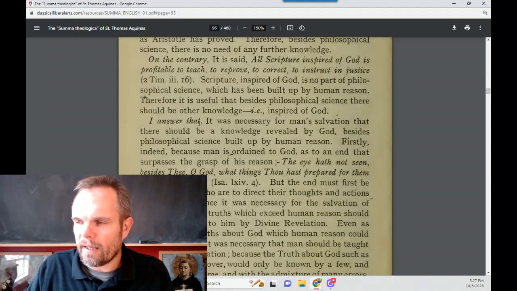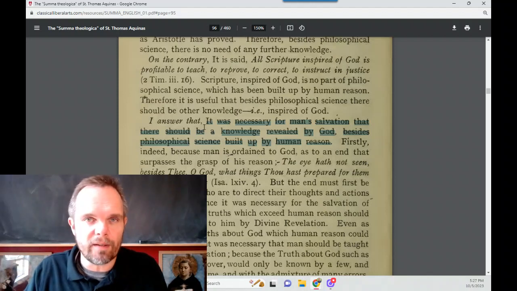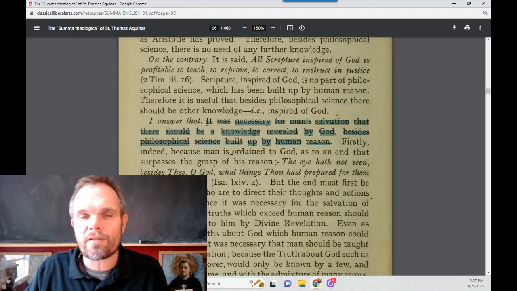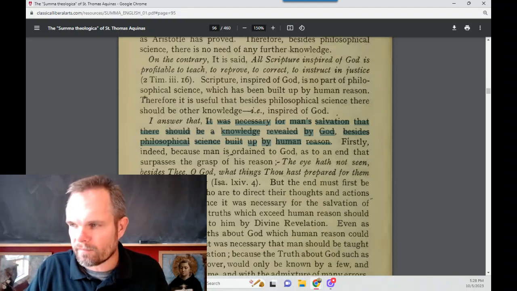St. Thomas says, "I answer that it was necessary for man's salvation that there should be a knowledge revealed by God beside philosophical science built up by human reason." So very simply, there's the answer to the question, right? Whether any science is needed beyond philosophy. We read right there, very simply, the answer is yes, according to St. Thomas. So that's the what of his answer, and we know his answer to that question.